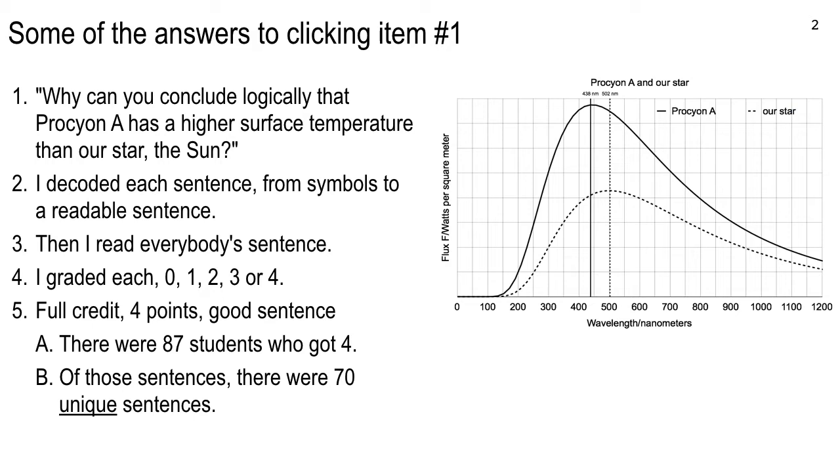The full credit, 4 points for a good sentence, there were 87 students in here, so that's almost a third of the class. So that's really good. Actually, it's very close to a third of the students who took the exam. And of those sentences, there were 70 of them different. Now, I want you to think about that. You guys wrote the sentences, not me. And I decided that 70 of them were good.